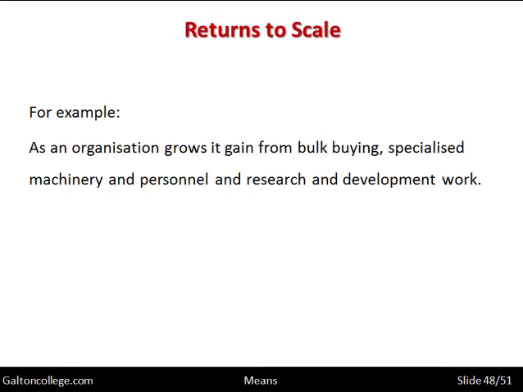So large organizations have advantages over small organizations. Big companies can bulk buy. They can negotiate special discounts on purchases. They can also have special machinery made for specific tasks. And personnel within large organizations are highly specialized. They also have research and development work to try and reduce costs and bring out new products. So there are lots of advantages to having a larger organization, and as small companies grow bigger, they start to benefit in these ways.